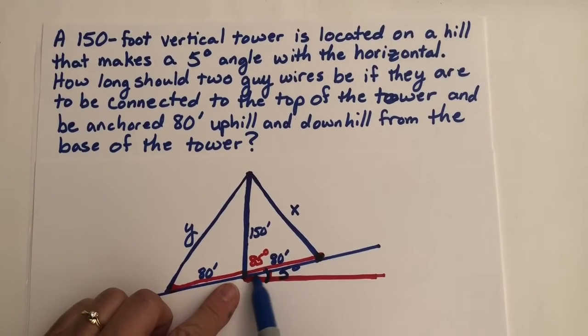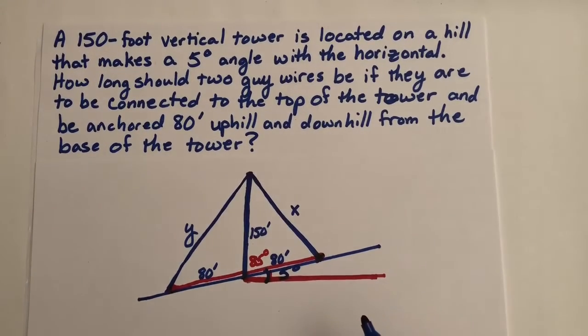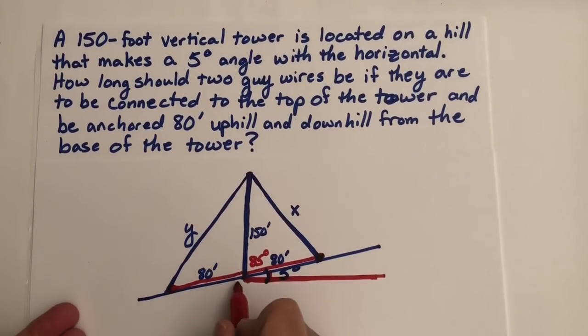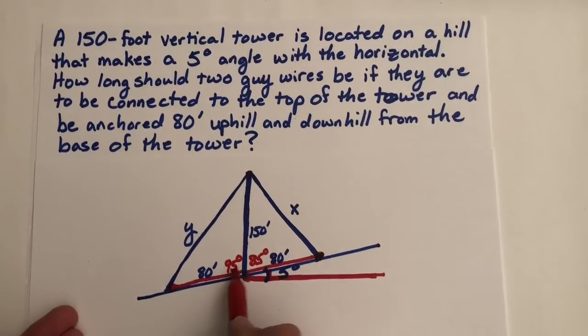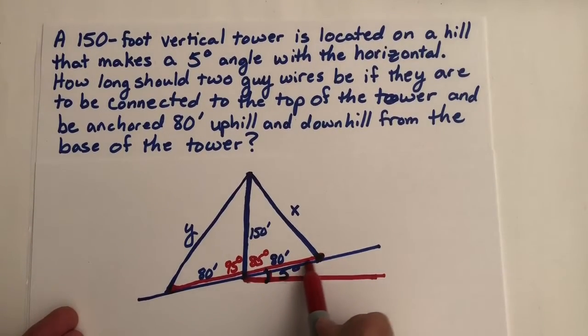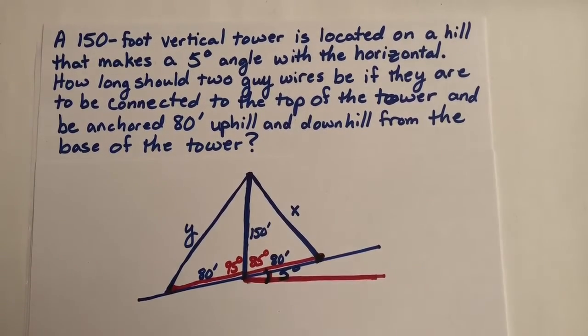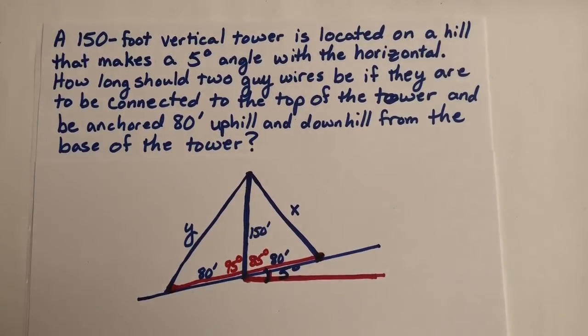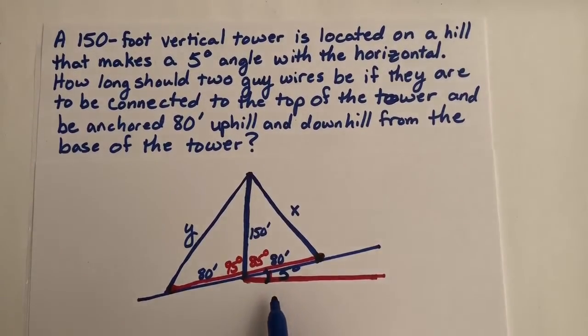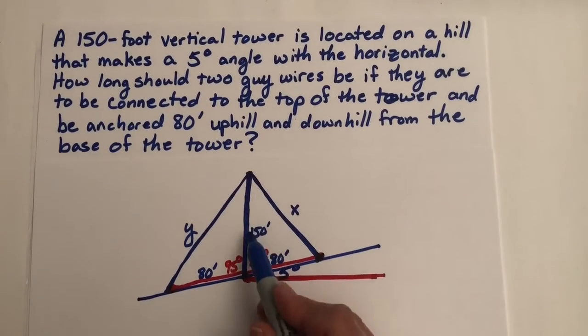So now in this triangle, we have an 80-foot side, a 150-foot side, and an 85-degree angle. And while we're at it, since this is 85 degrees, we know that this angle over here better be 95 degrees, because these two form this straight angle right here. So these two angles would have to add up to 180 degrees. So let's solve for X. Remember, we're going to use the law of cosines because we have a side, an angle, and a side.